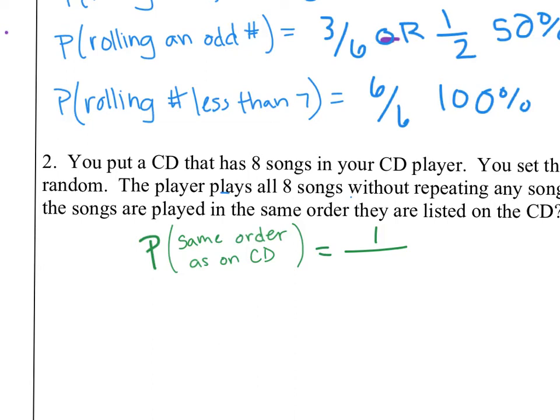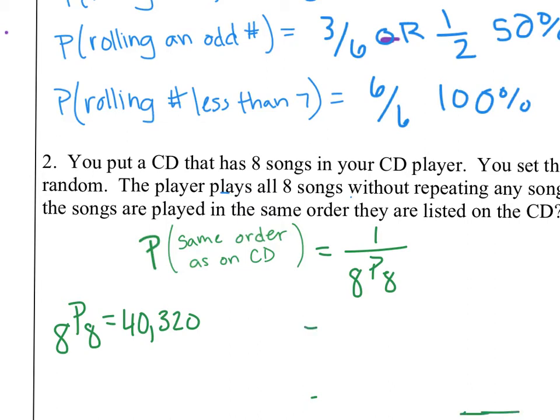So we have to go back to what we talked about yesterday with permutations. If we have 8 songs and we can pick all 8 of them to play in any type of order, what would 8 pick 8 be? Well, it would be 40,320. So it's actually 1 over 8P8, which is going to give you 1 over 40,320.